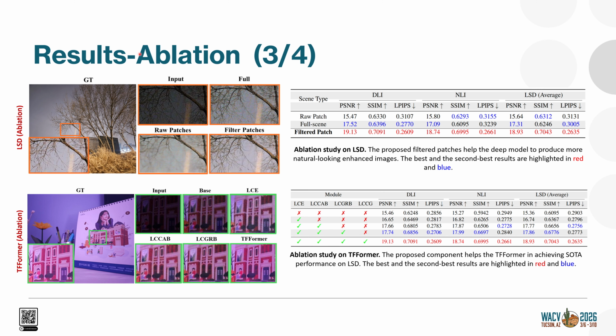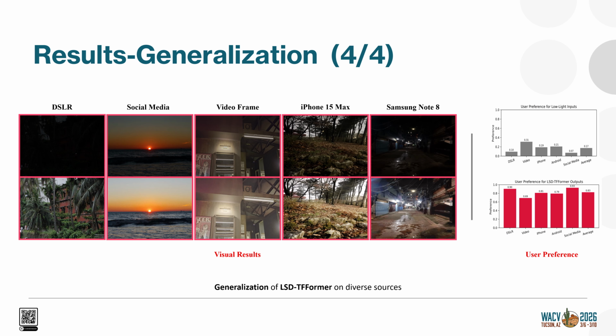On top, you see that filtering training patches yields the best results. On the bottom, the stepwise breakdown proves that every component of TF-former, especially the fusion and refinement blocks, is necessary to achieve state-of-the-art performance. Our model works on any camera. From DSLRs to compressed video, the visual results are consistently clean. User studies back this up, showing over 80% preference for our method across all tested scenarios.